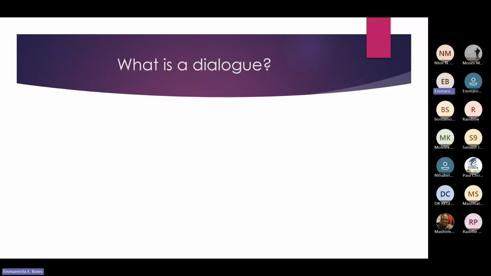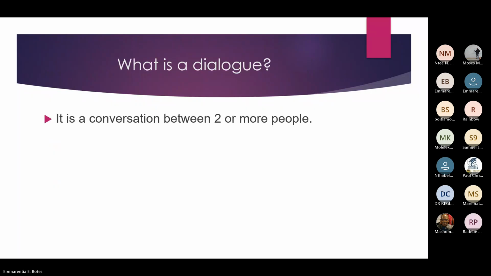Let us look at what a dialogue is. It is a conversation between two or more people. That's in essence what a dialogue is. But remember, for our purpose, when we write, you must always look at the topic. If your topic includes only two people, then you should not add another person because that will have a negative effect on your marks. You must then only write about two people in your dialogue.